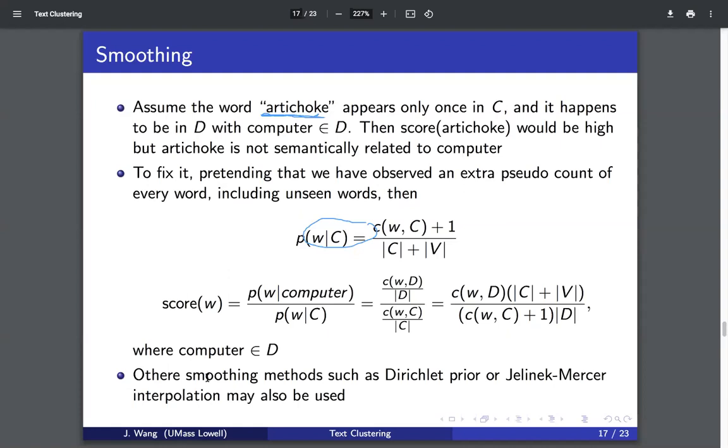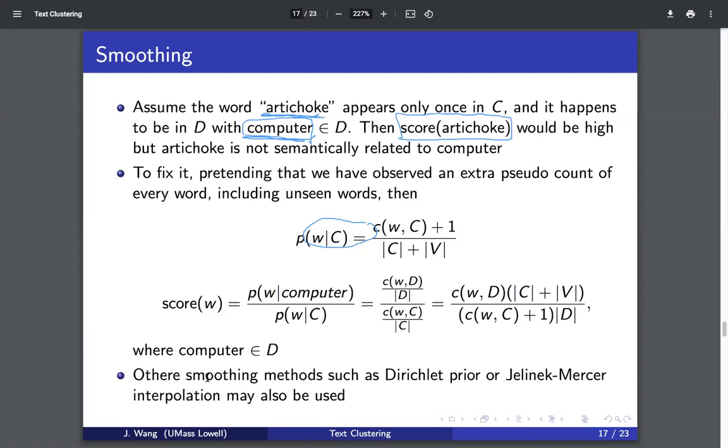A certain word, even though it appears only once, happens to appear in a document with computer. Maybe when you talk about this veggie, you use a computer to do something about it, whatever. So it appears, and then it looks like this score will be high because you observe computer, but in reality, they are not supposed to be related. Okay, so then we need to fix it. To fix it, we are going to do the following tricks.